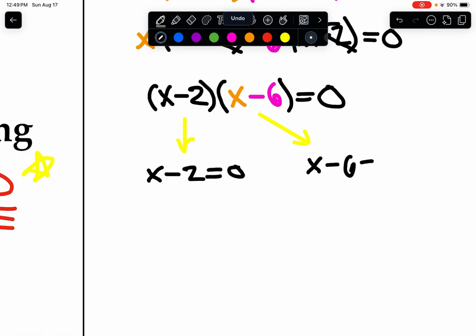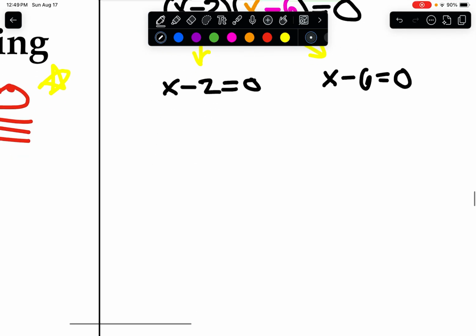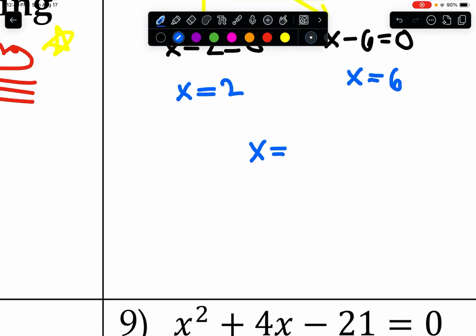That is an equal sign. There we go. So when you solve these individually, we're going to get an x value of 2 and an x value of 6. So both of your solutions, I personally like to write them with a separation of a comma. So 2 and 6. There we go.